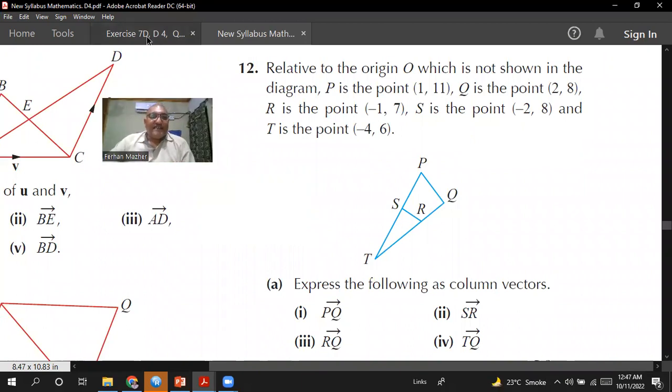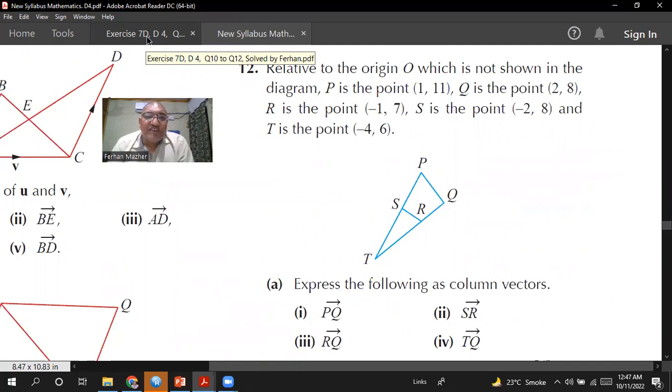Okay, he says that relative to the origin, O, which is not shown in the diagram, P is the point 1, 11, Q is the point 2, 8, R is the point minus 1, 7, S is the point minus 2, 8, and T is the point minus 4, 6. Okay, the coordinates are given. Express the following as column vectors.